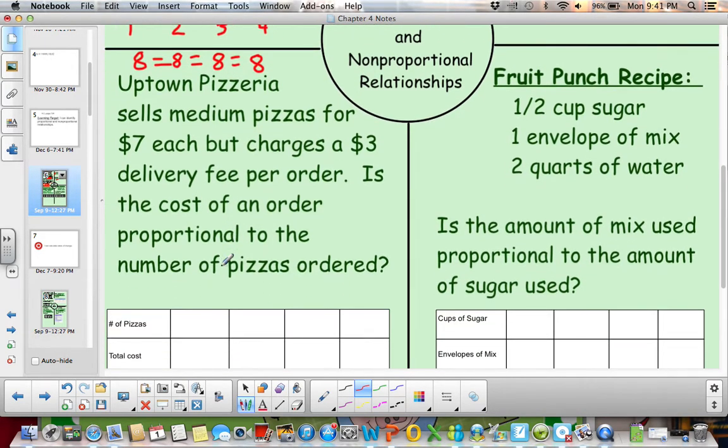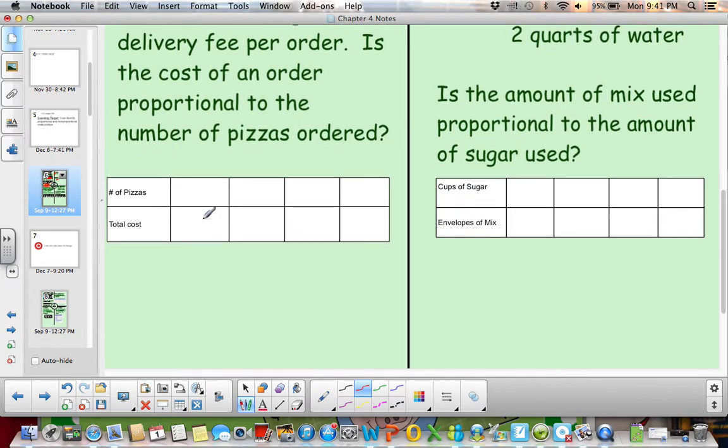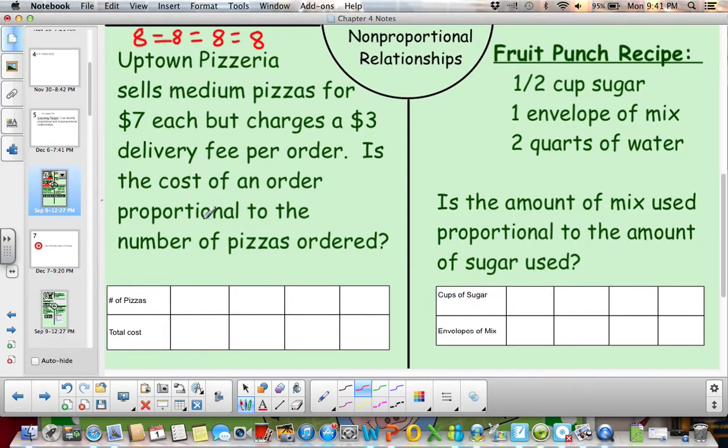So if Uptown Pizzeria sells medium pizzas for $7 each, but charges a $3 delivery fee per order, is the cost of an order proportional to the number of pizzas ordered? So if we order one pizza, we know that the pizza is going to be $7 plus $3 for our delivery fee. So it's going to be $10.